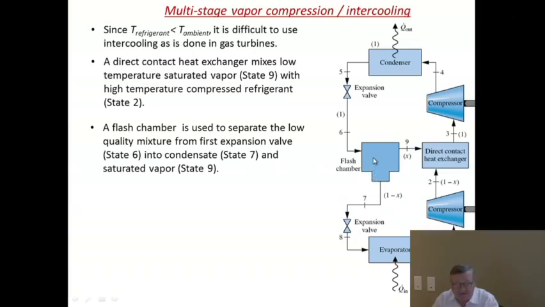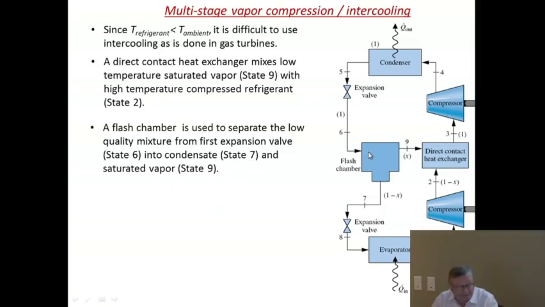So the two steps, the direct contact heat exchanger, which mixes the fraction of the vapor that comes from the flash chamber, fraction X, with fraction 1 minus X that comes from the lower temperature part of the cycle, the liquid part of the cycle, through the first compressor. So that here you have the total fraction of the mass flow, that's again 1.